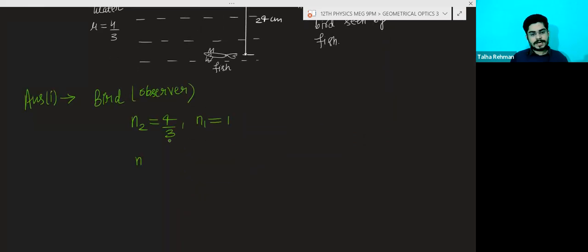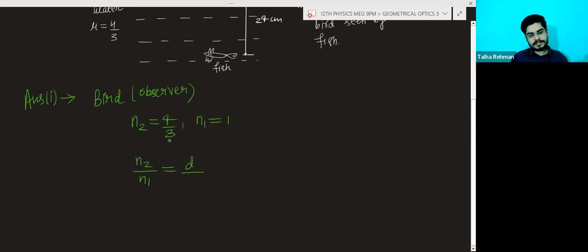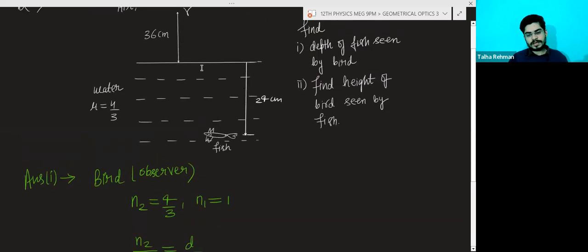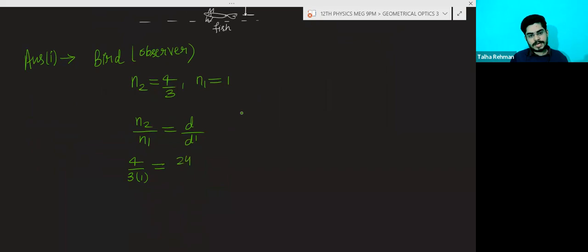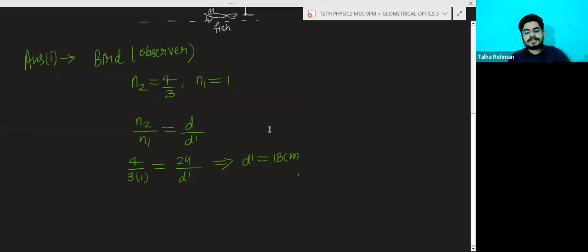Now you can apply N2 by N1 is equal to D by D dash. What is N2? 4/3. N1 is 1. What is the real depth of the fish? 24. We will measure the depth from the surface only. So the real depth of the fish is 24 centimeter, and we can calculate the apparent depth. 4, 6, 12. So D dash will become 18 centimeter.